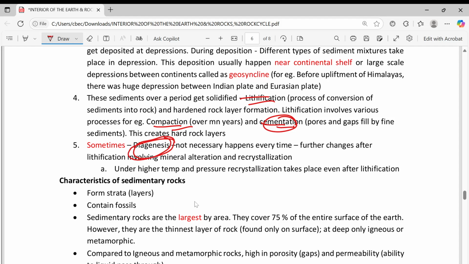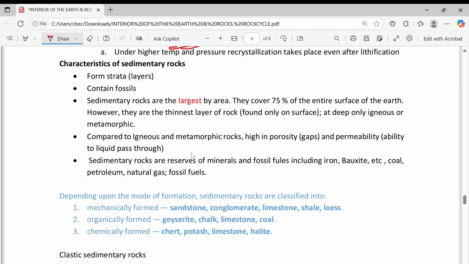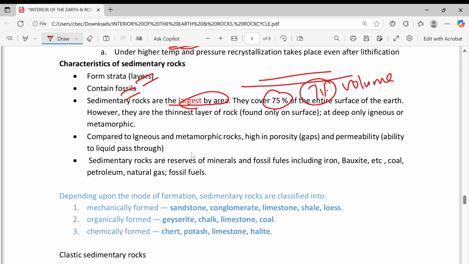Diagenesis means some recrystallization will happen, some rearrangement, some alteration of minerals. That is diagenesis, after cementation you can say. Then characteristics: it forms layer by layer and contains fossils. It is largest by area. If you take the earth, it covers almost 70-80%, but only 7% by volume.